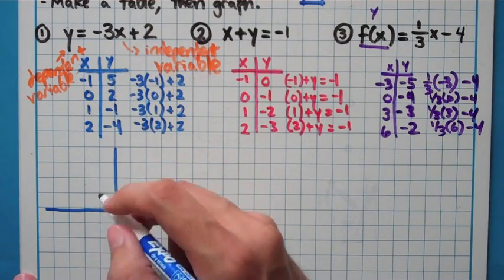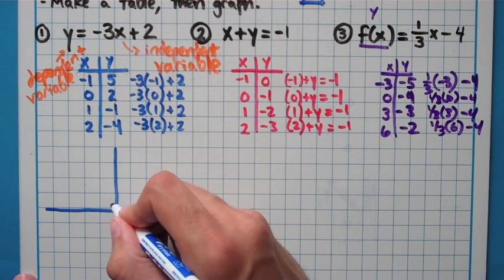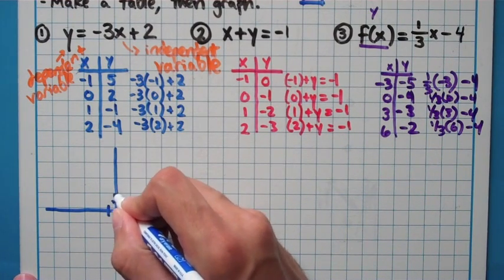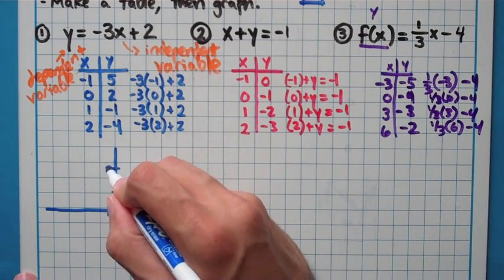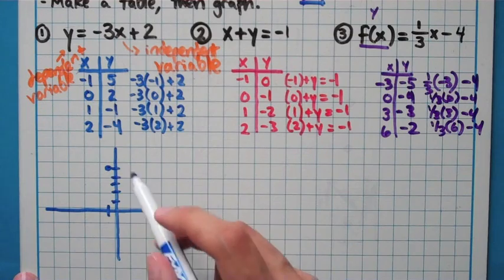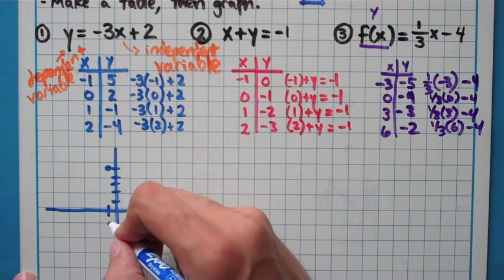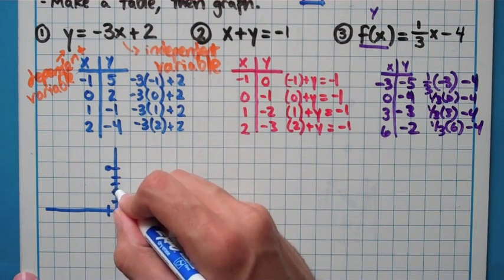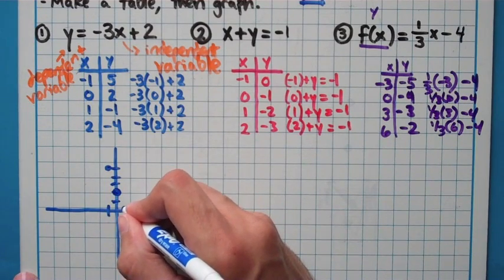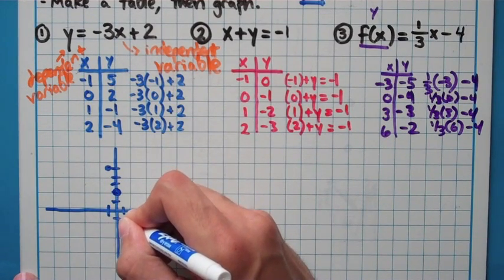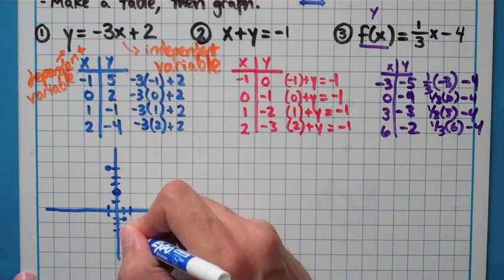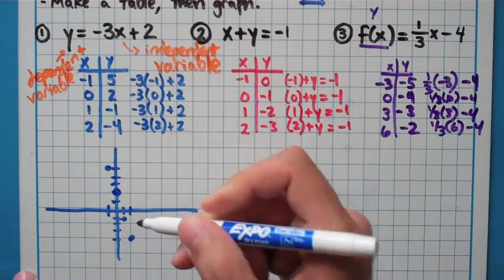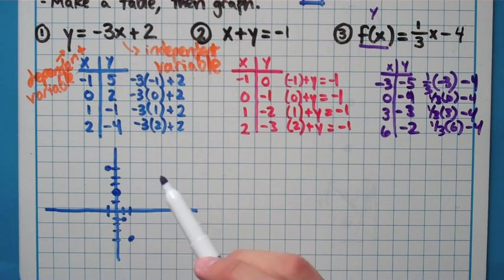So -1, 5, I'll probably have to go by 2's here. Let's see. So that'd be 1, 2, 3, 4, 5. -1, 5. Again, pay attention to my tick marks, not the actual graph behind it. I have 0, 2. So 0, 2 would be right here. I have 1, -1, which would be right here. And I have 2, -4. Now, if you notice on these dots right here, all 4 of those dots line up perfectly.